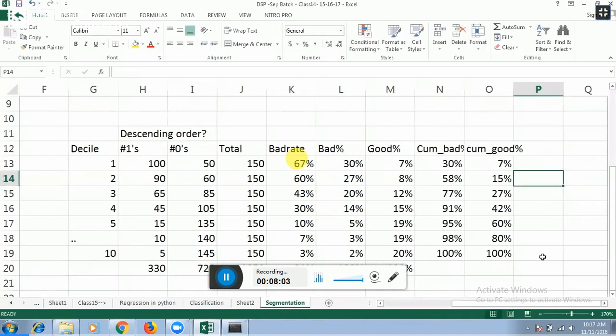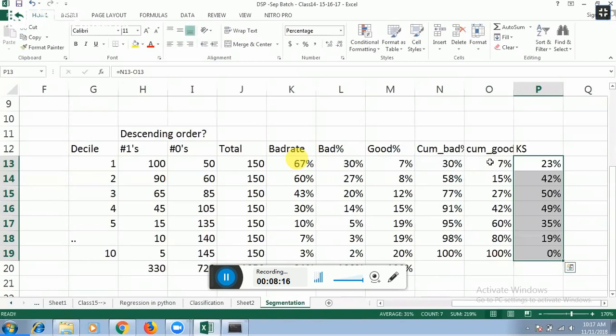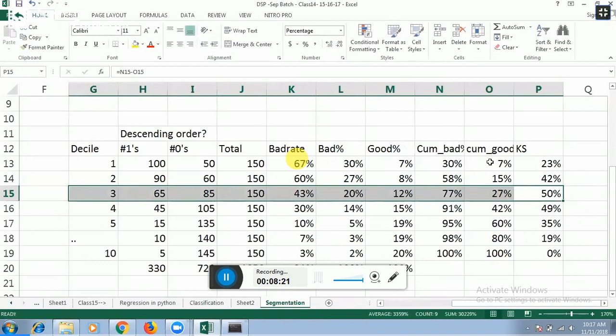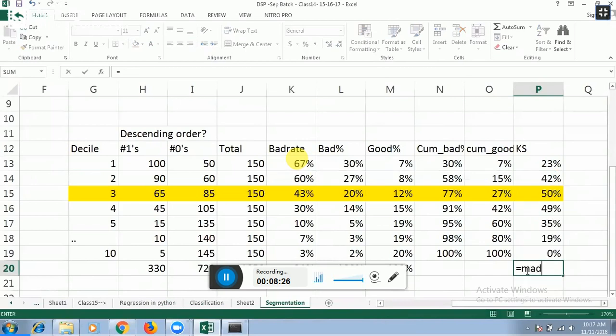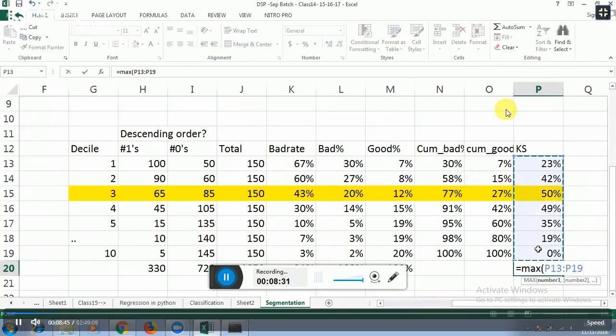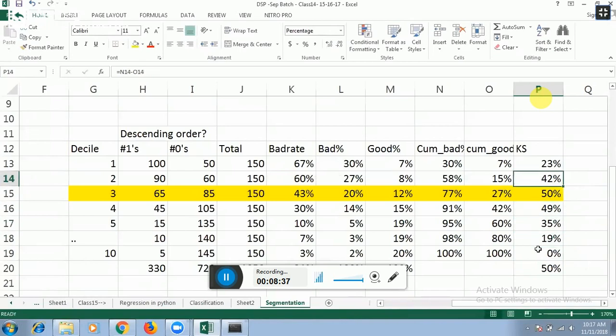This is a cumulative good percentage. And the KS value, what we are saying is the cumulative bads minus cumulative goods. Whichever decile you are getting the highest KS value, that is your maximum KS. So the KS equals the maximum out of all these, which is 50%. And if I take a cutoff, I'm taking the third decile.